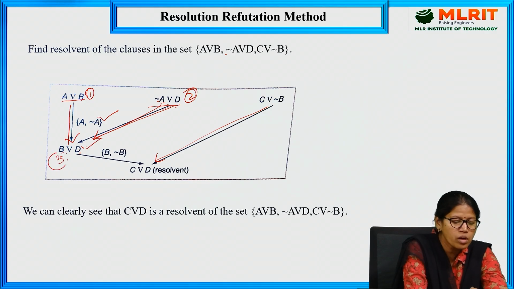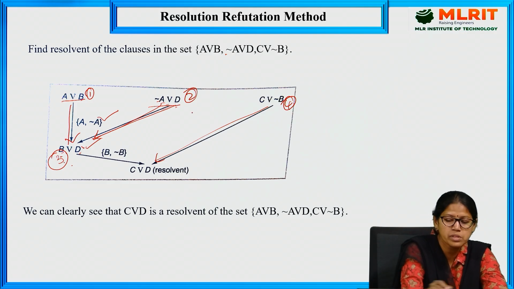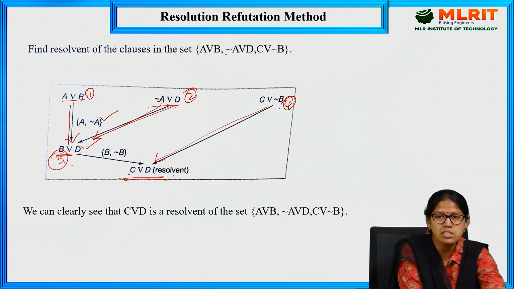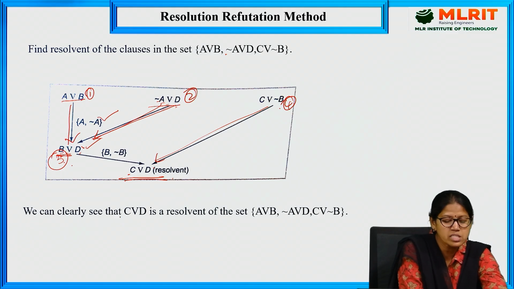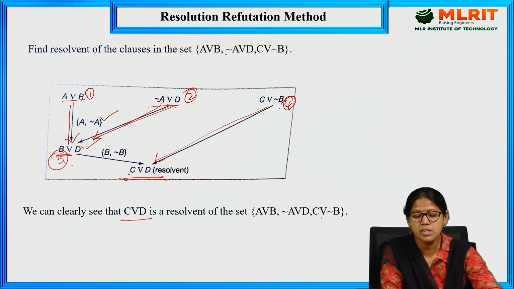Whatever new class is there, that one is 3, and the existing one we have taken is 4. From 3 and 4, the complementary pair is B, negation B. Then we got C or D. This C or D is called the resolvent.